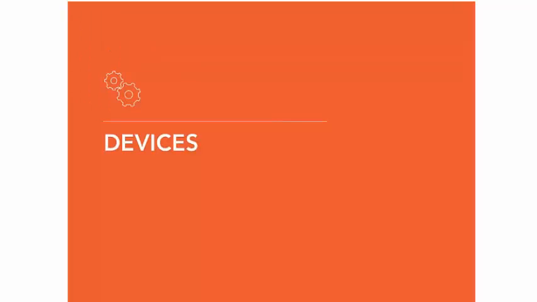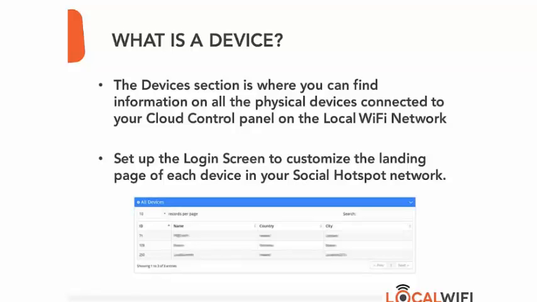When you're talking about devices, what is a device? The device section is where you can find information on all the physical devices connected to your cloud control panel and the Wi-Fi network. You set up the login screen to customize a landing page for each device.